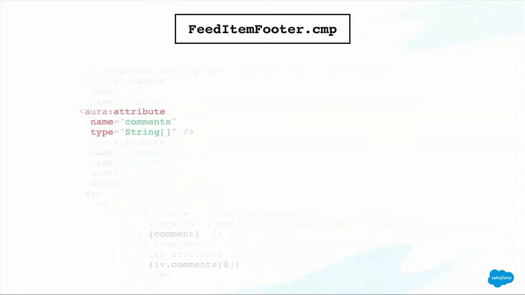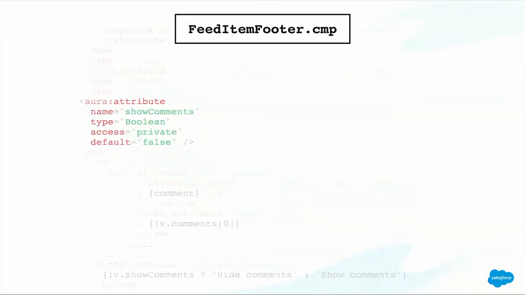We have our comments attribute, which is an array of strings. And we have our show comments attribute here. And you'll notice something about this. Its access is set to private. And anytime you see this private keyword in your components, it's a good indicator that the component in question is tracking something internally. It's tracking internal state. And this is a really good place where you can start to optimize your code and remove that private state dependency. So let's keep this in mind as we go forward.